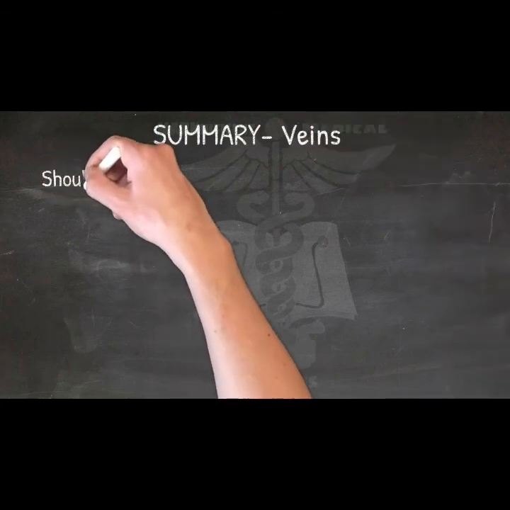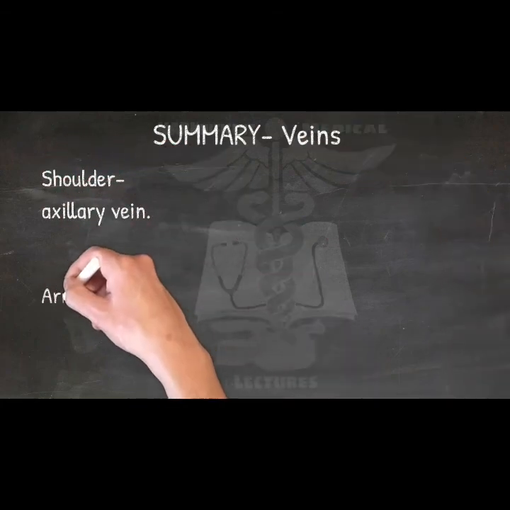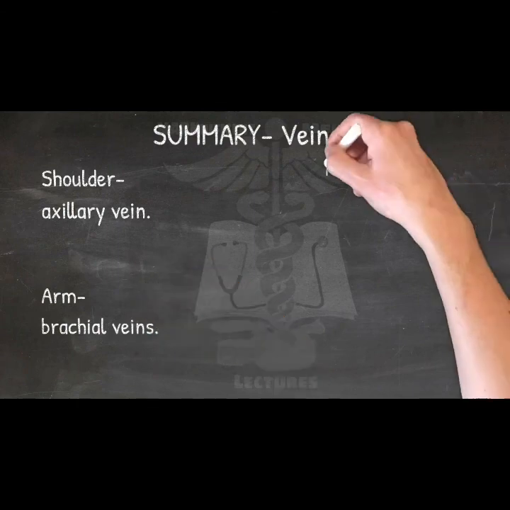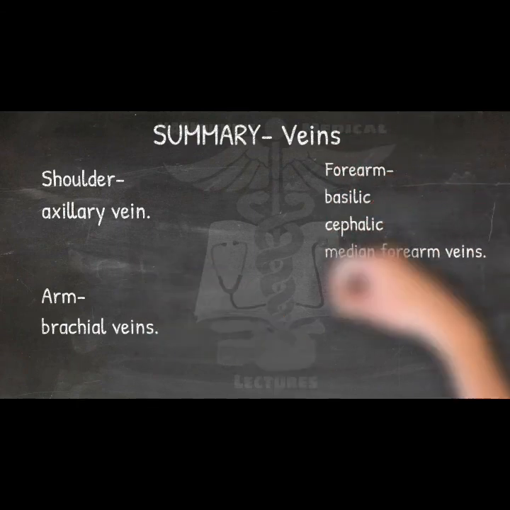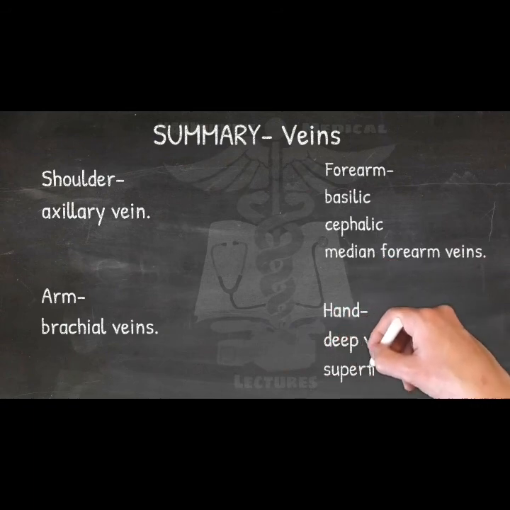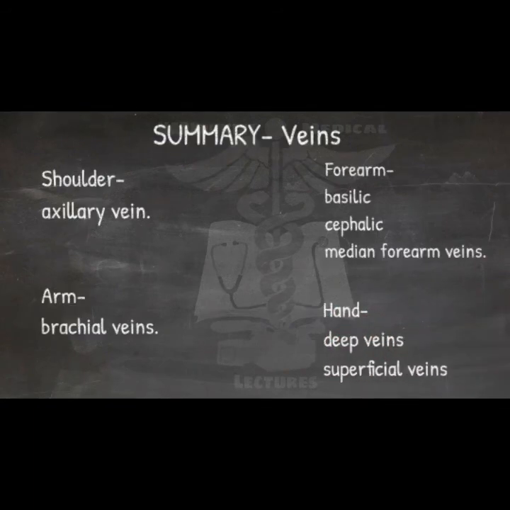Veins. Shoulder. Axillary vein. Arm. Brachial veins. Forearm. Basilic, cephalic and median forearm veins. Hand. Deep veins and superficial veins which form the dorsal venous network.